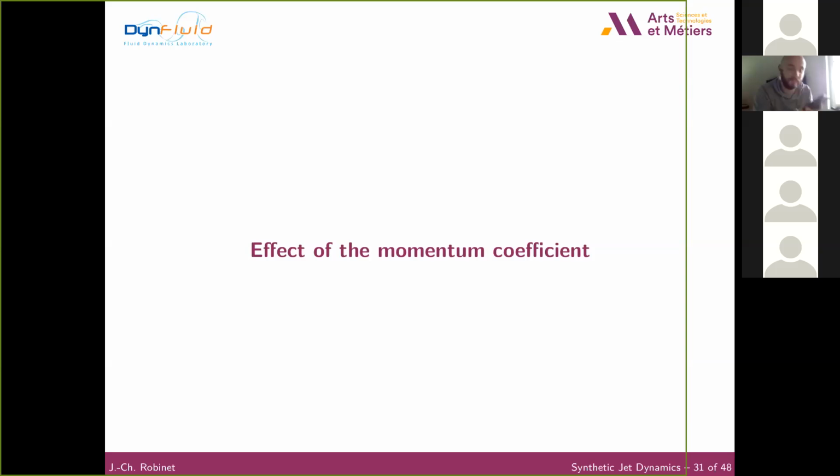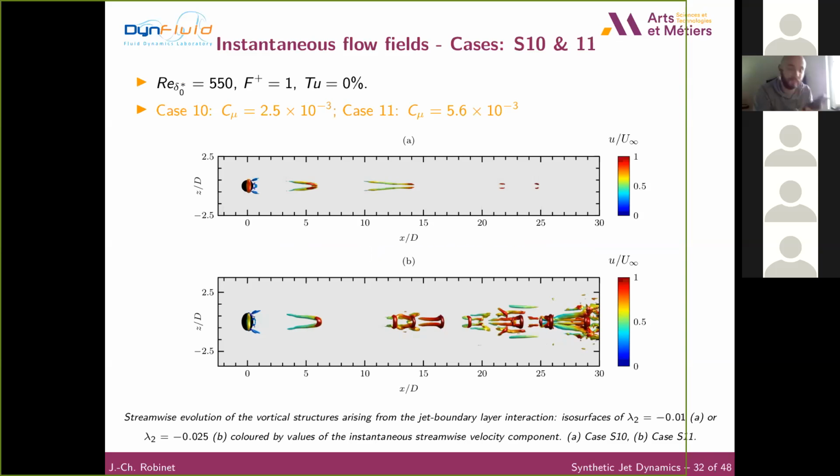The effect of the momentum coefficient. In fact, this momentum has a strong effect, as we can expect, because this coefficient is directly linked to the injection of the momentum. Typically, if we have a low momentum coefficient, like case 10, we cannot maintain the hairpin evolution. We create the hairpin, but progressively it decreases. It's similar for case 11, but in fact, the hairpin is less intense.